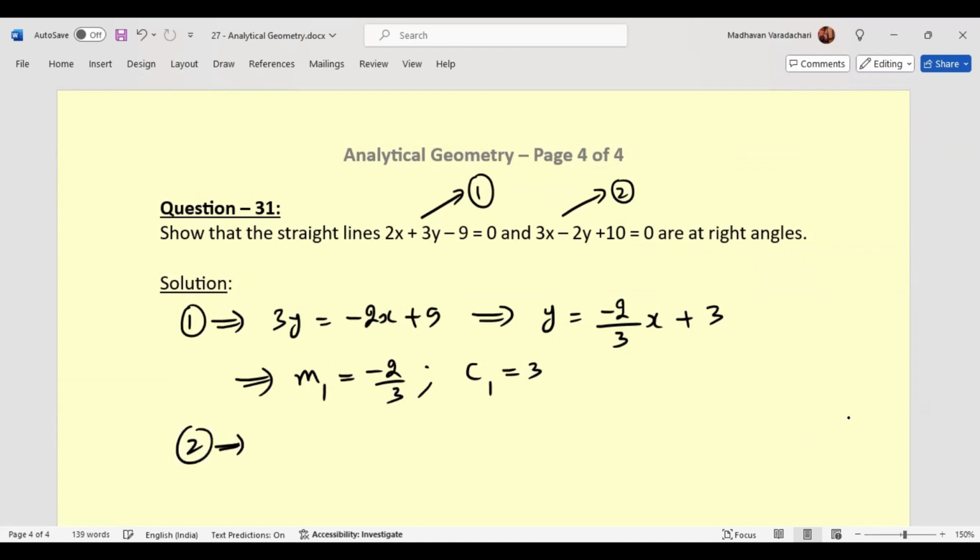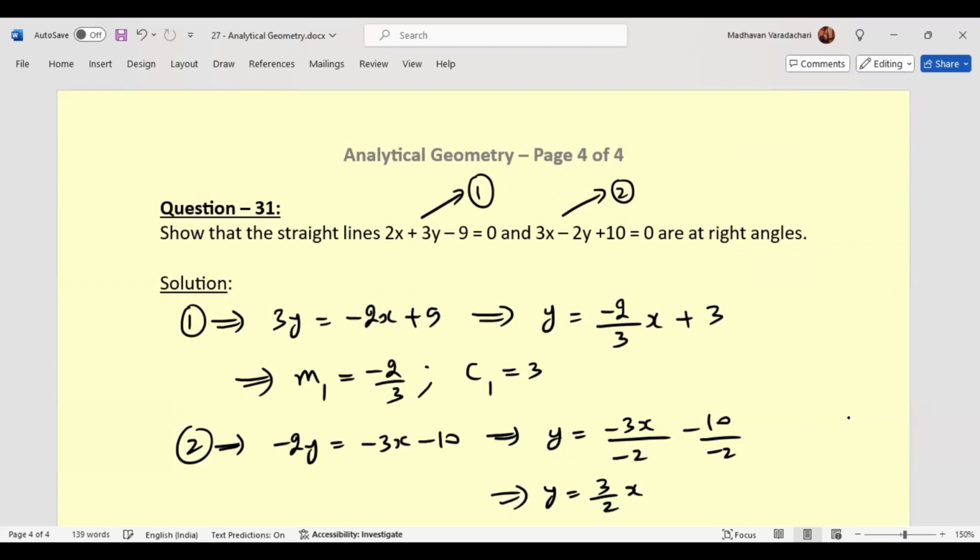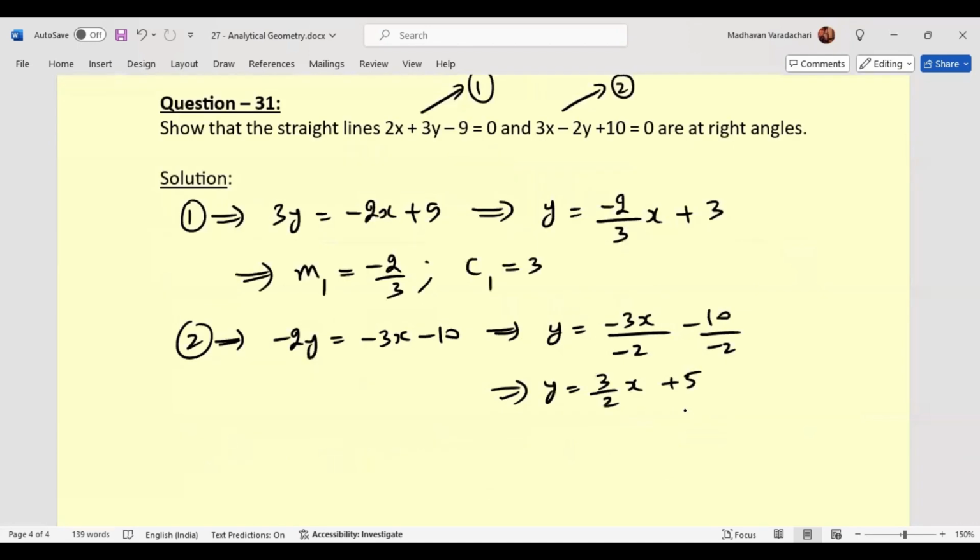Second equation can be rewritten as negative 2y is equal to minus 3x minus 10. Dividing both sides by negative 2, we will have y is equal to minus 3x by minus 2 minus 10 by minus 2 means y is equal to 3 by 2 times x plus 5. So from this, we can say the second line's slope, which we will call it as m2, is 3 by 2 and the y-intercept for that is 5.